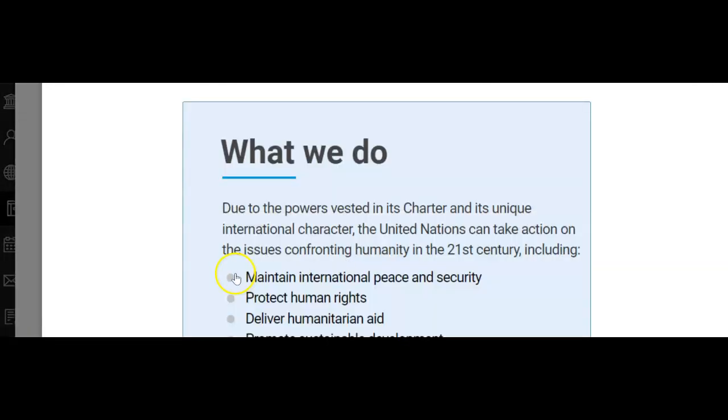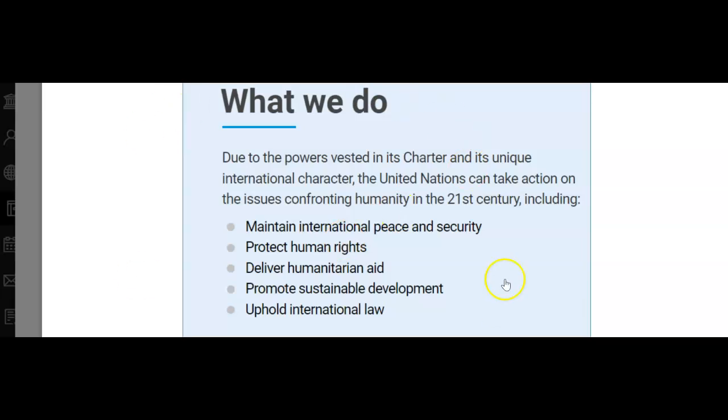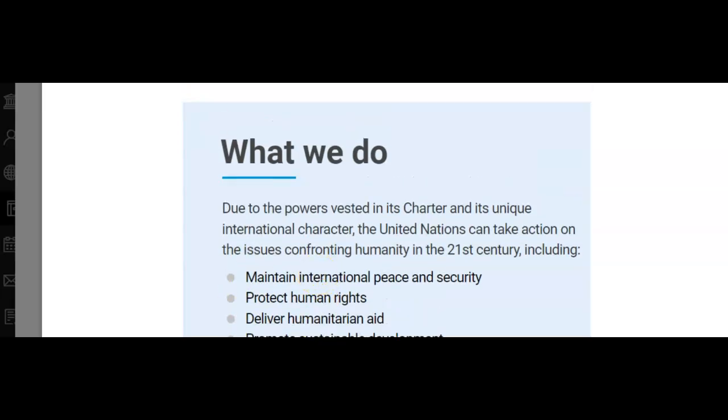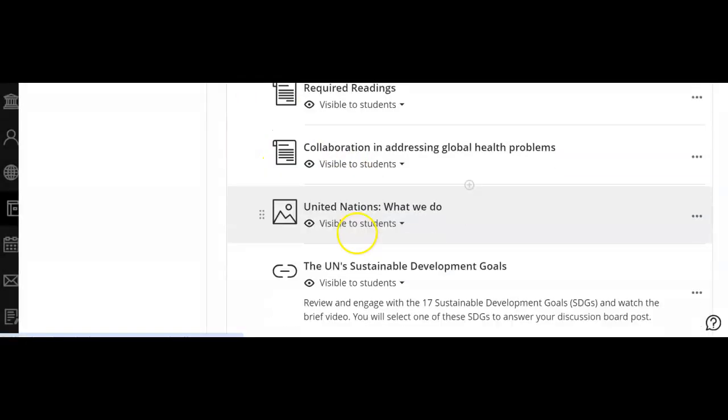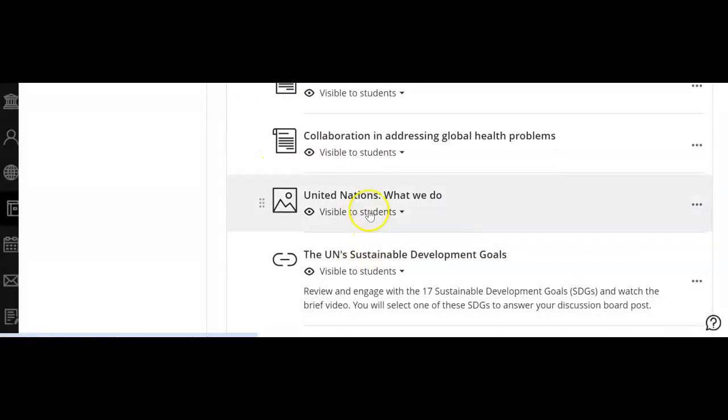So the United Nations, what do they do? This is it. This is the little synopsis here. But I want you to really look at each of these bullet points. What does the United Nations do? And then based on that, go to the United Nations Sustainable Development Goals. You'll hear them called the SDGs, not the STDs, but the SDGs.